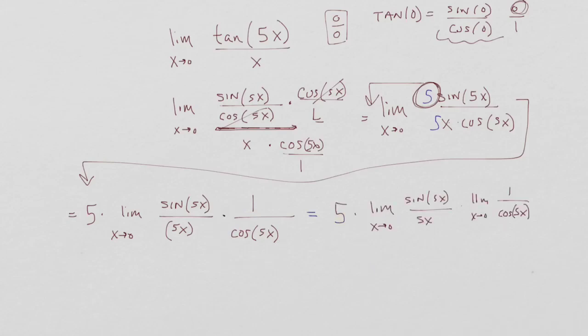So here we have it. We have our 5 out front. That's going to still be 5. This limit is equal to 1. And now when you plug 0 in to this denominator, you still get the cosine of 0, which is equal to 1. 1 divided by 1 is 1. So we end up with 5 times 1 times 1, which is equal to a value of 5.